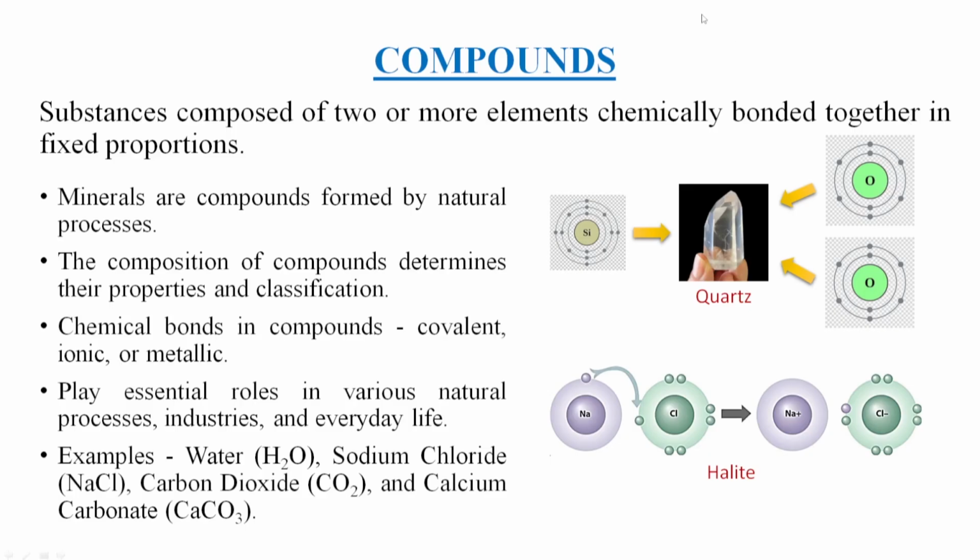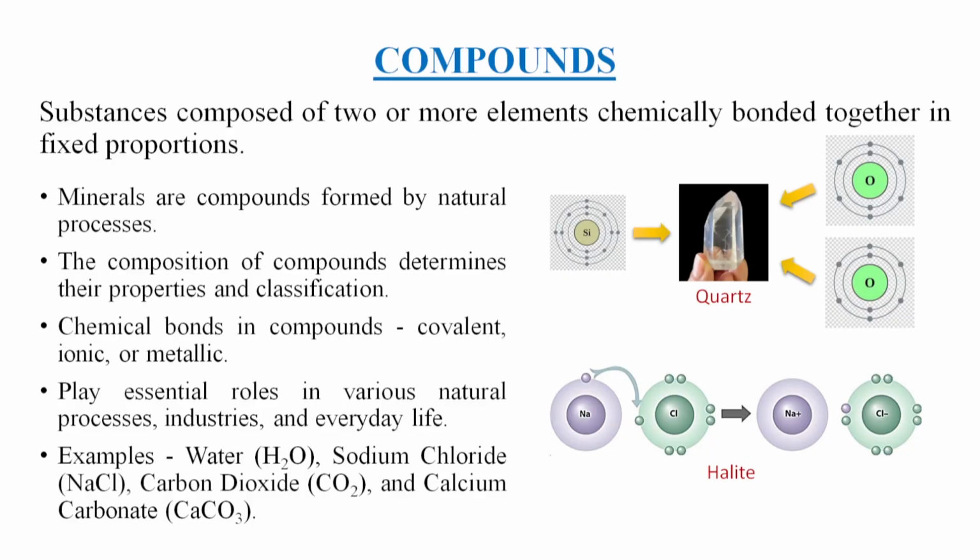To start with, I'll begin with the term compounds that we all know from our school life. The substances composed of two or more elements which are chemically bonded together in a fixed proportion are generally referred to as compounds. So minerals are compounds formed by natural processes. We can also develop compounds in our laboratory, artificially, but whenever we are talking about minerals, then obviously minerals are naturally occurring compounds. Apart from that, the composition of these compounds will determine the properties, and when we try to classify minerals, the composition is also an important parameter.